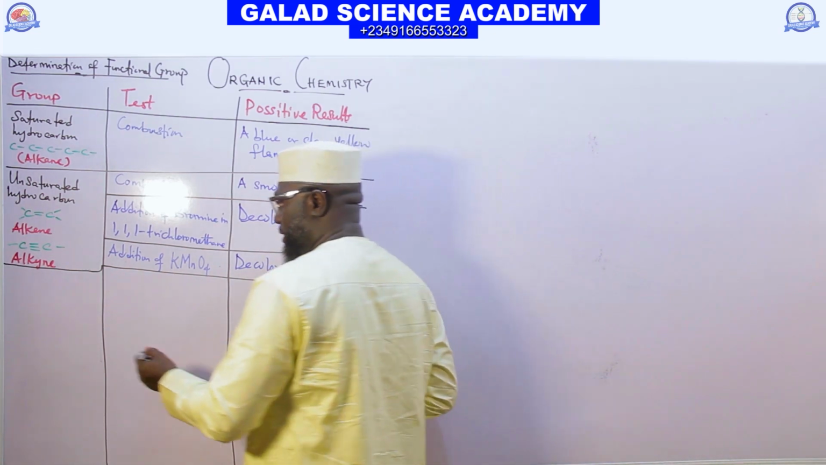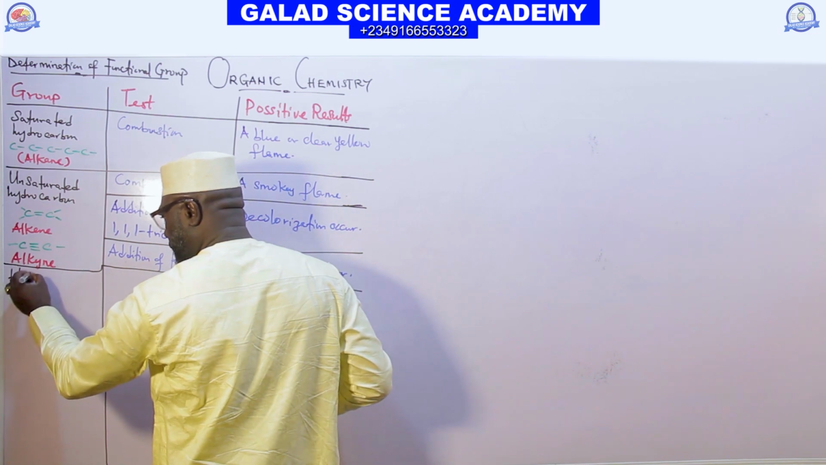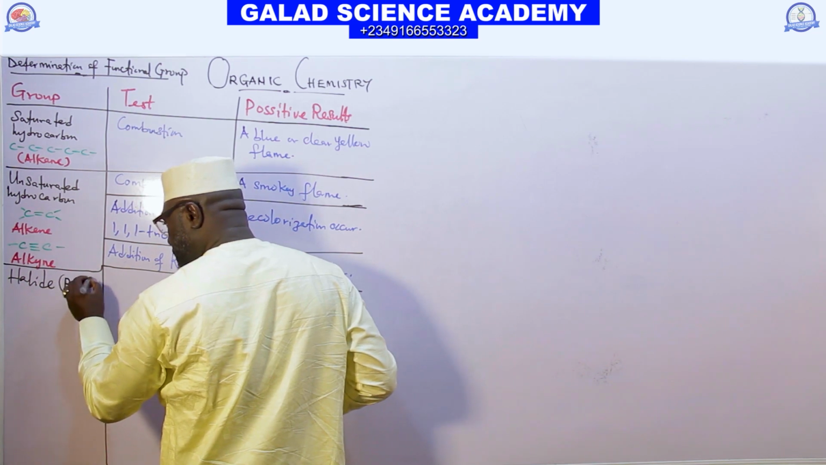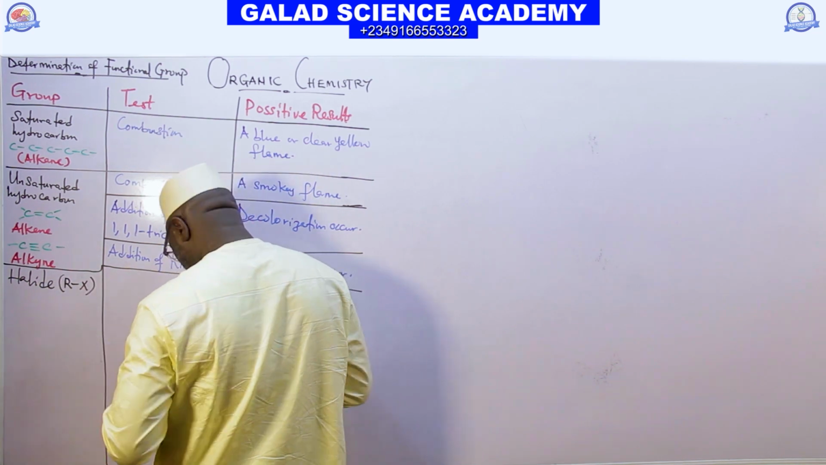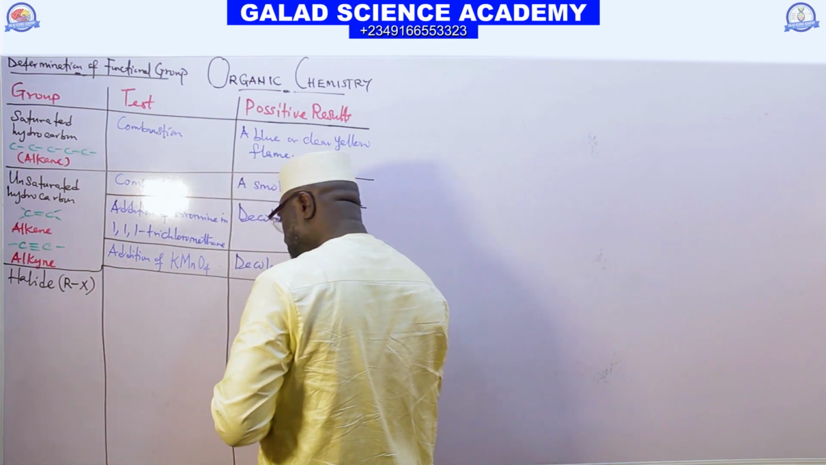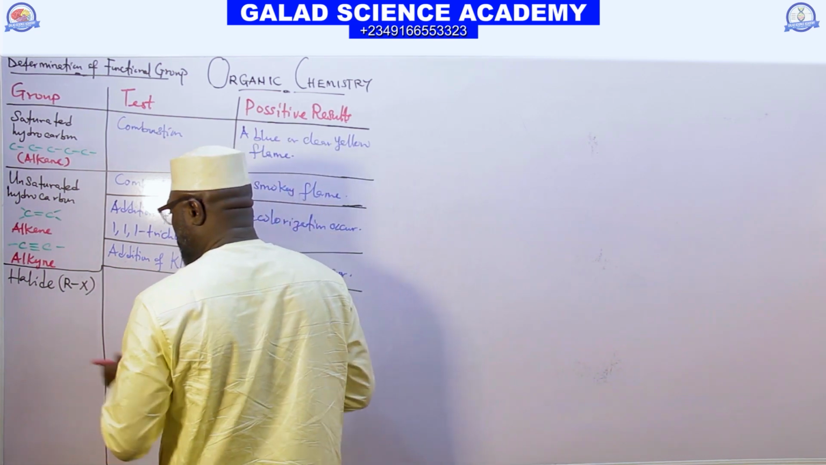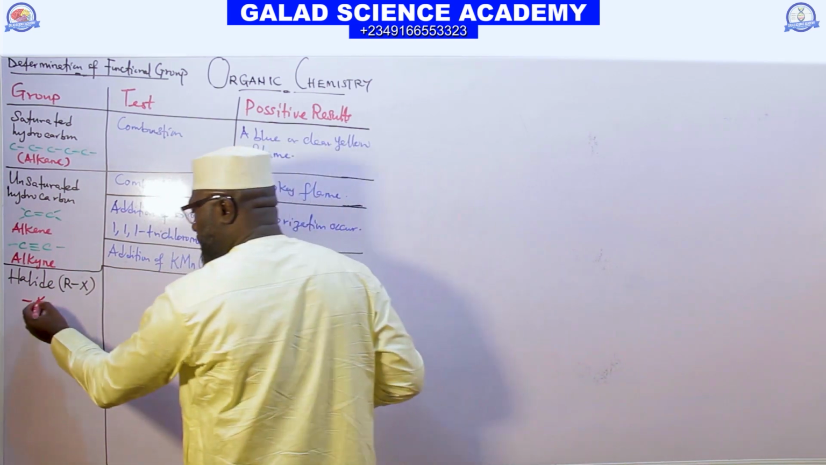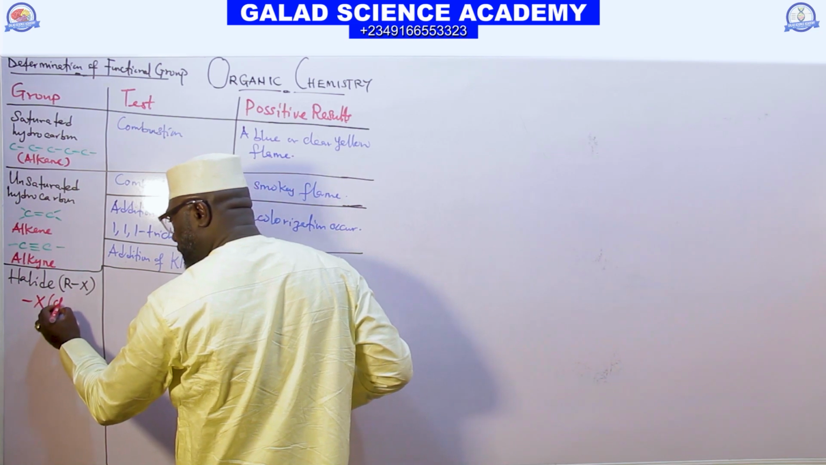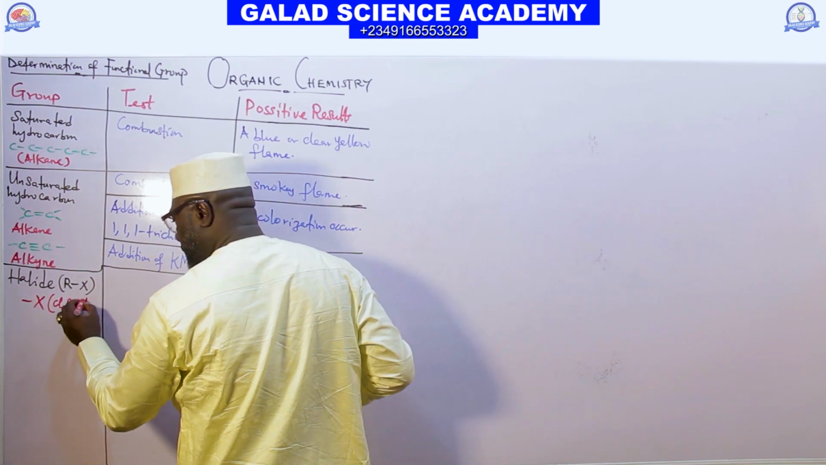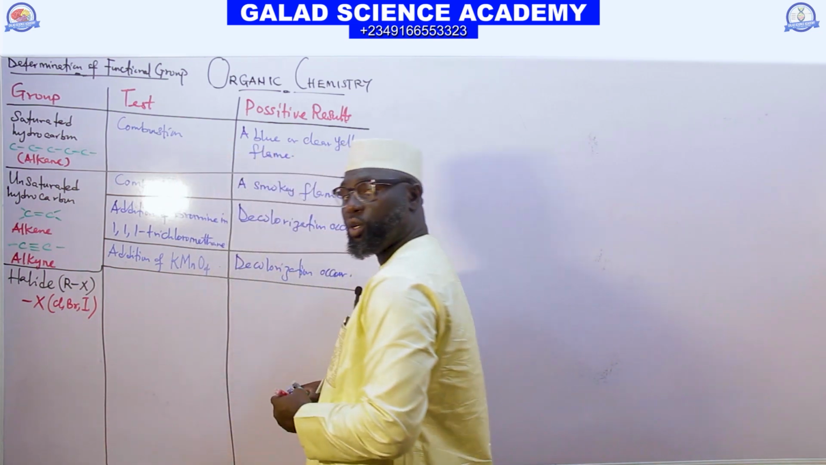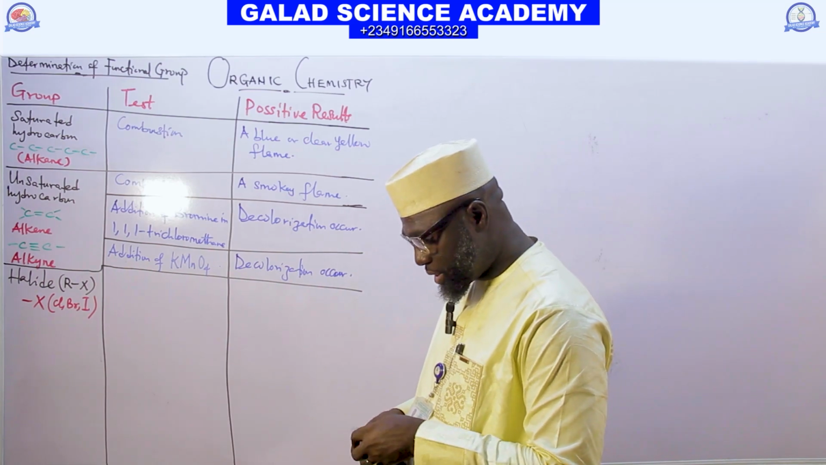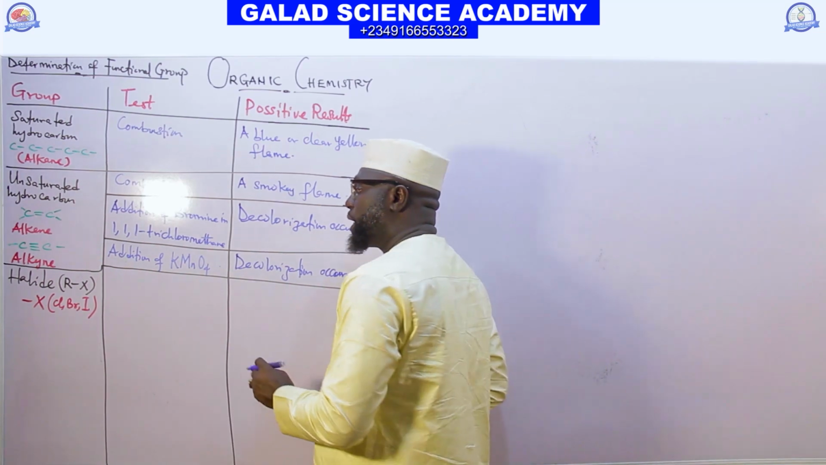The next one is test for halide. What is halide? It is R-X. The functional group here is X, and we know that this X may be chlorine, bromine, or iodine. We have done it in the sodium fusion test. So in this place now, what reagent do we use?